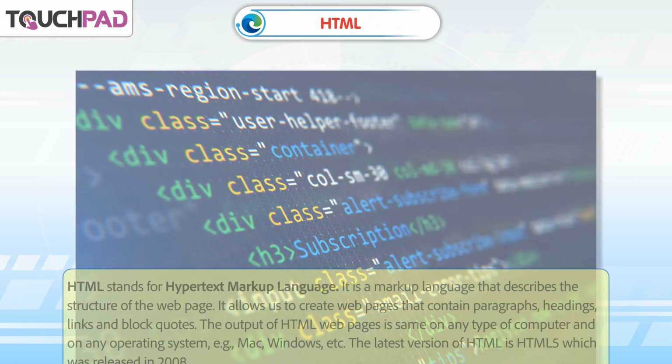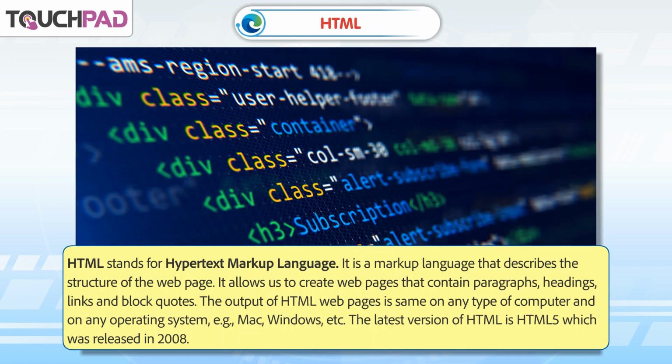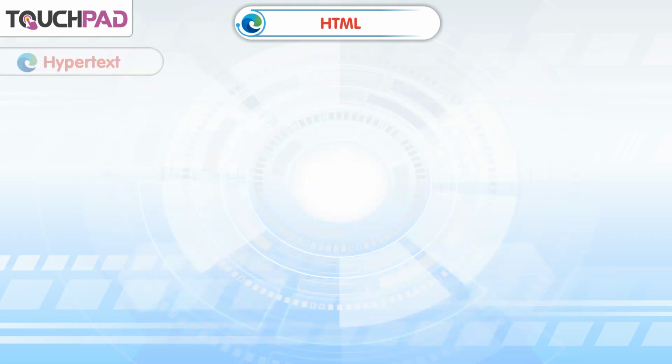HTML. HTML stands for Hypertext Markup Language. It is a markup language that describes the structure of the web page. It allows us to create web pages that contain paragraphs, headings, links, and block quotes. The output of HTML web pages is the same on any type of computer and on any operating system, for example Mac, Windows, etc. The latest version of HTML is HTML5, which was released in 2008.